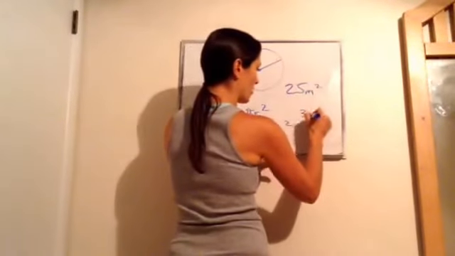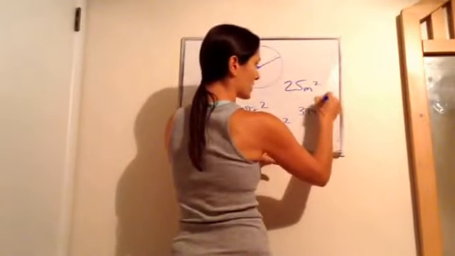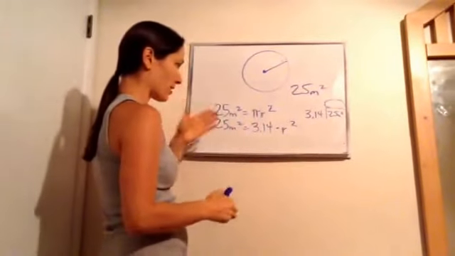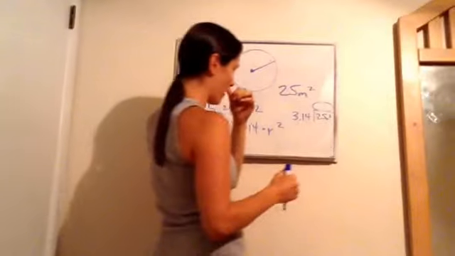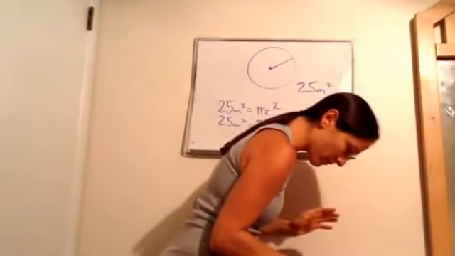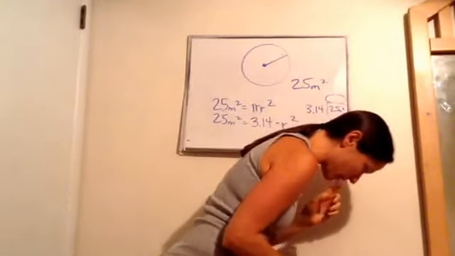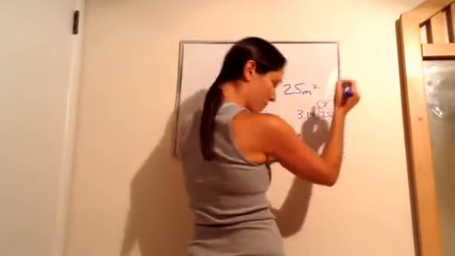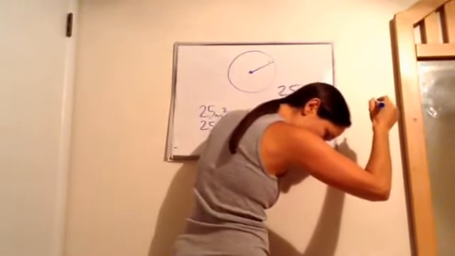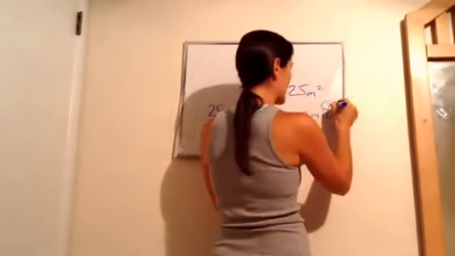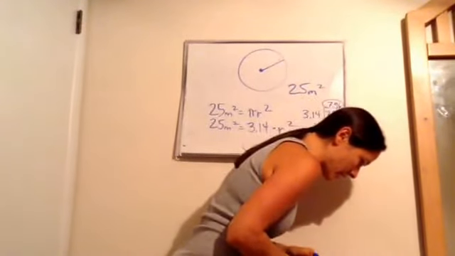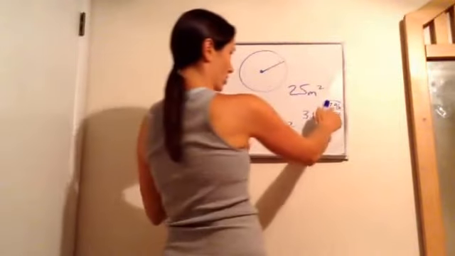So I'm going to take 3.14 times something equals 25 meters squared. Okay? And I'm not going to do the actual math right here. So I'm going to look in the book to see what the answer is so we don't have to do the math part. So it's going to end up being 7.96. All right, 7.96 is the final answer, okay?